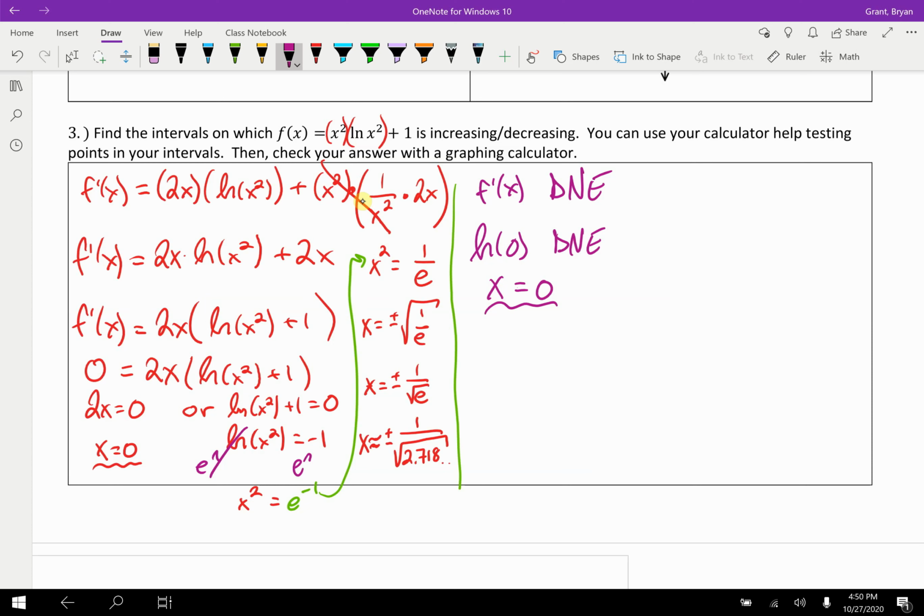And actually, I'm not super worried about that because I found that critical point over there anyways. Whew. Okay, I'm not that bad of a teacher.